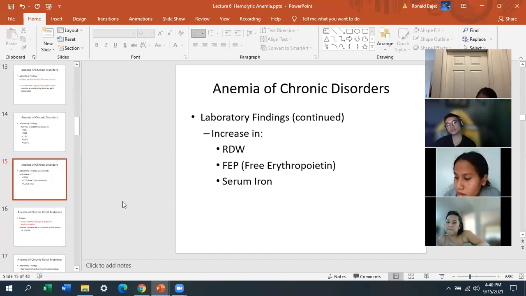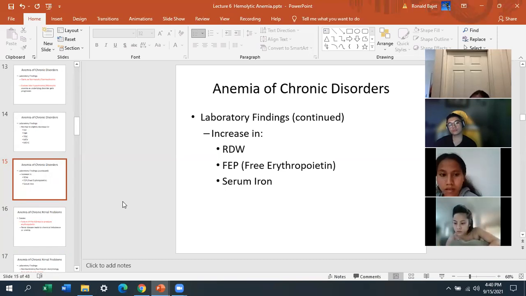Lab findings: increase in RDW, serum iron, and free erythropoietin. I'll reserve the free erythropoietin and serum iron for chemistry, but you're going to get an increase in RDW. So like I said, it's starting to evolve into the hypochromic microcytic, which is iron deficiency anemia. And that anemia, remember, has a high red cell distribution width. Okay.